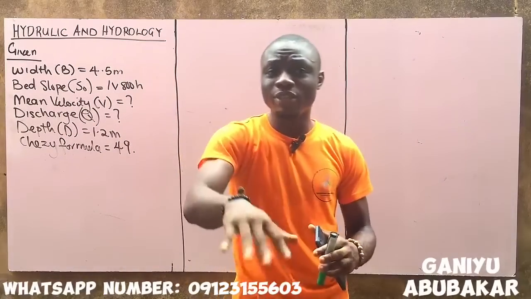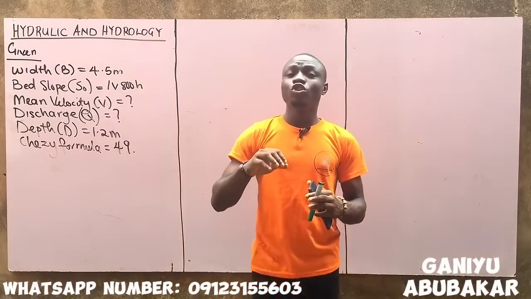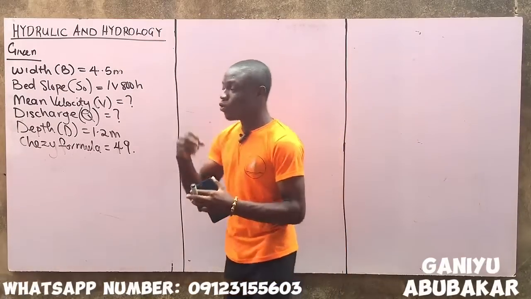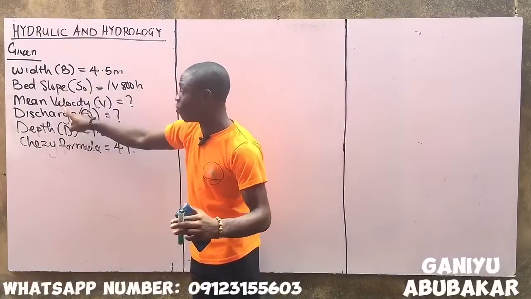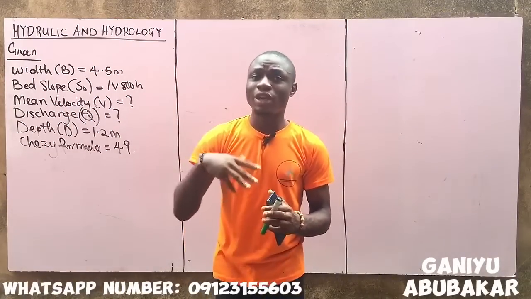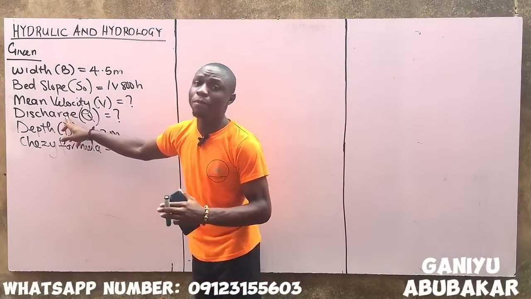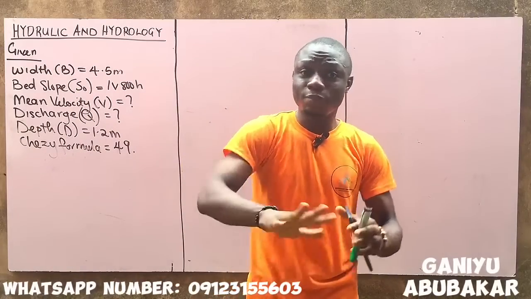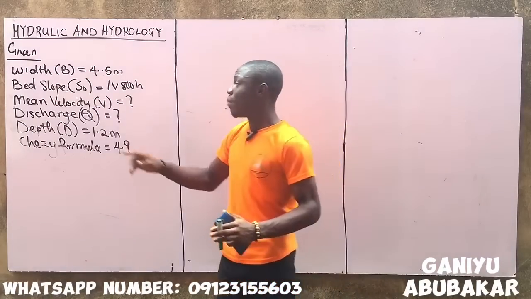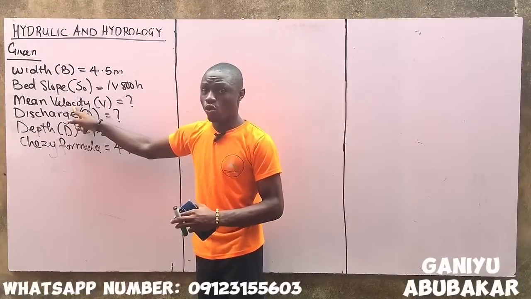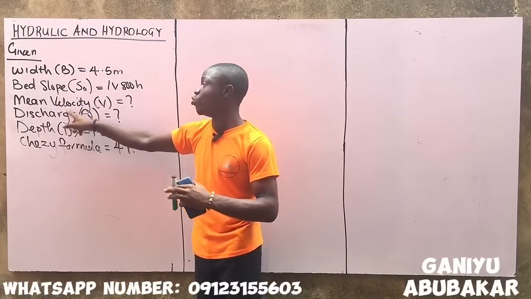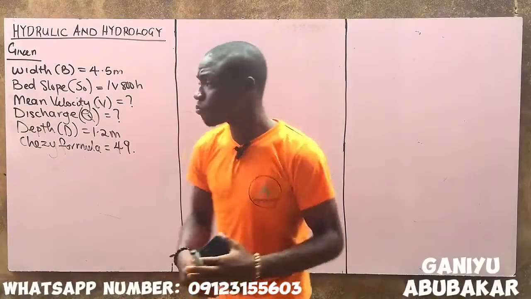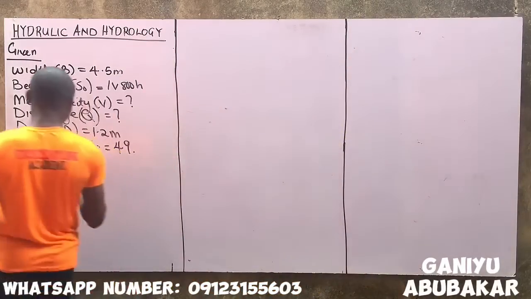At this level, you don't answer questions just as they are ordered in the question. You can look for discharge first before mean velocity. Don't say because I'm given mean velocity first, I look for mean velocity first. No. You can look for discharge first, then move on to mean velocity. But in this case, I will likely start with mean velocity. So, solution.